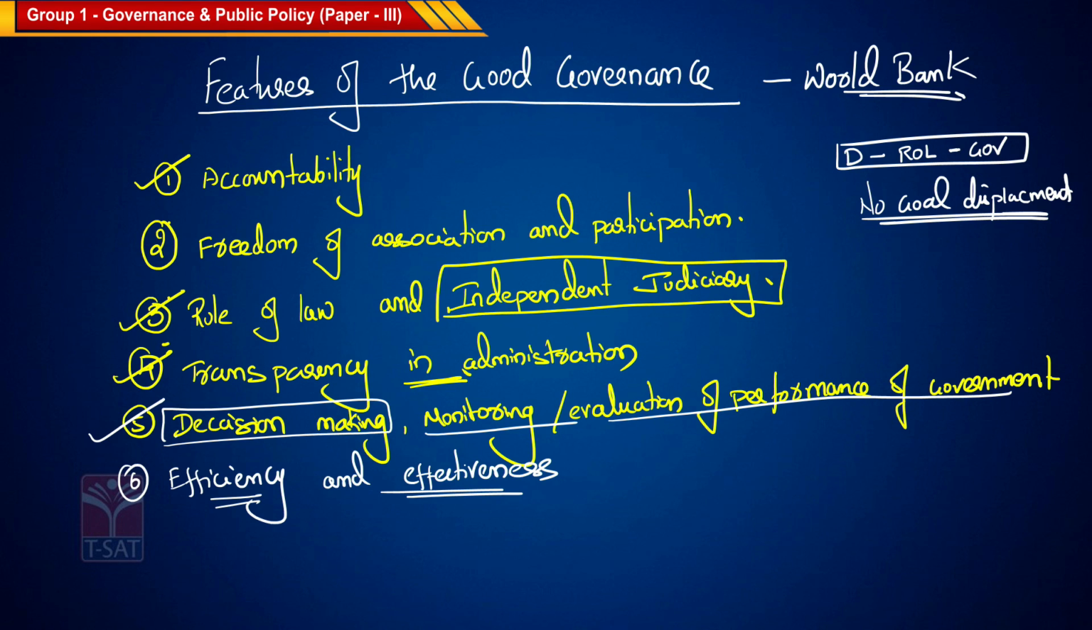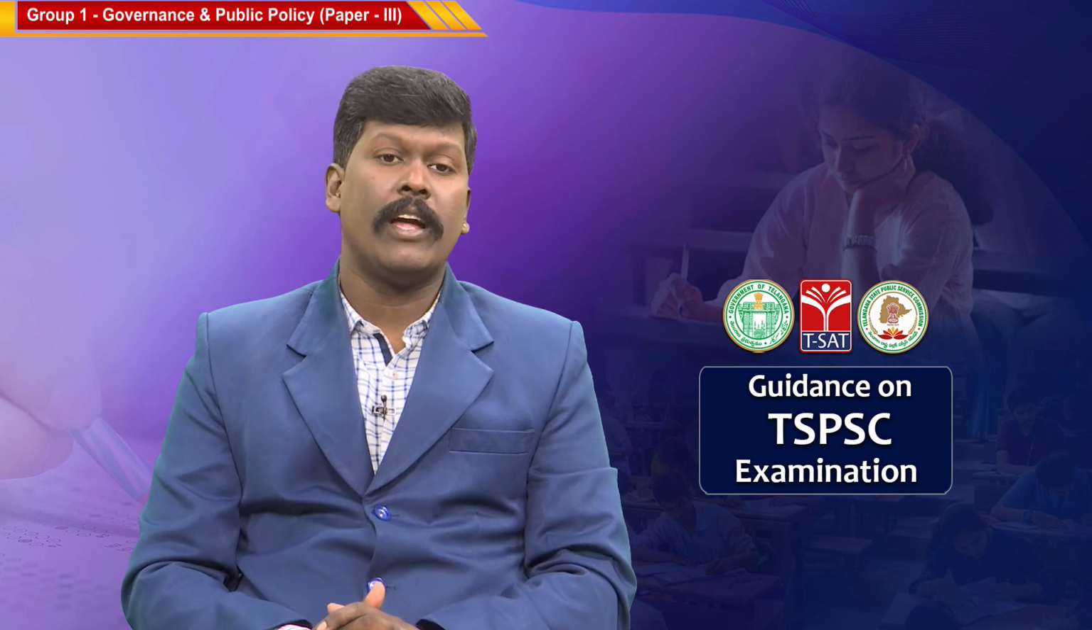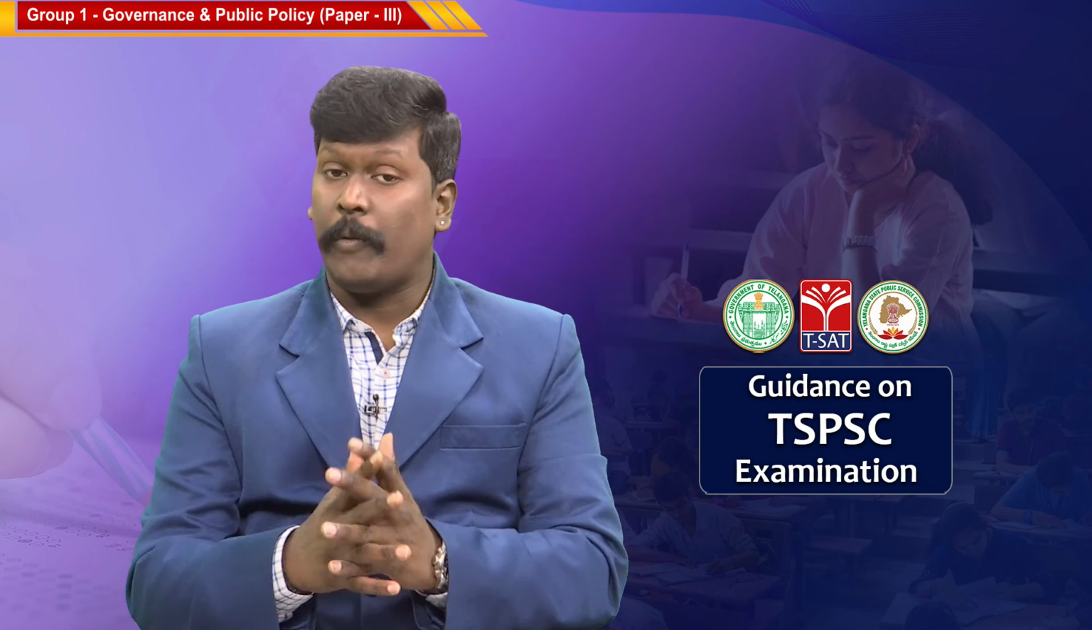What are these, sir? Accountability, freedom of association and participation, rule of law and independent judiciary, transparency in administration, decision making and performance evaluation, efficiency and effectiveness, and also inclusive growth and cooperation between government and civil society. So this is your chapter 1, the topic on introduction to governance.